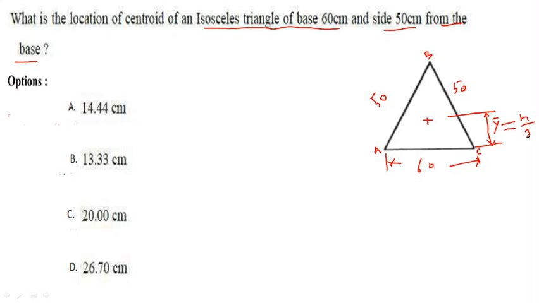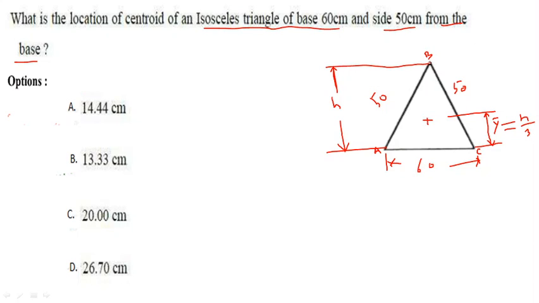But in the problem, they have given only the sides and the base of the isosceles triangle. They have not mentioned the height. But we need to calculate what the height of this isosceles triangle is. If you know this height, then you will get your solution.